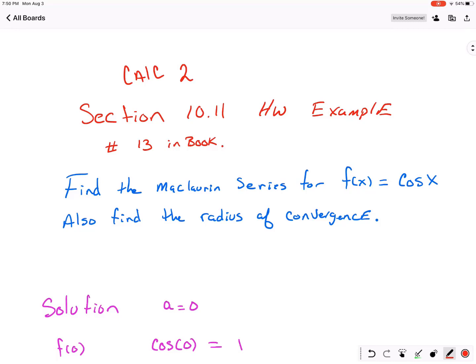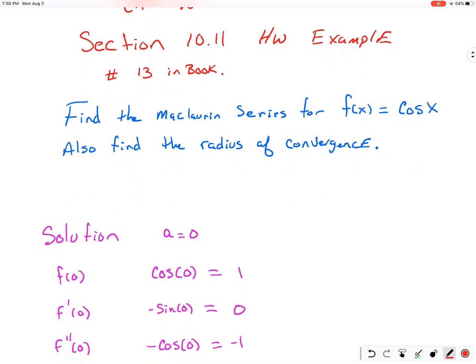This question asks us to find the Maclaurin series for f of x equals cosine of x, and then it also asks us to find the radius of convergence. So remember, for Maclaurin series, we are interested in mostly finding these coefficients c sub n, and that's equal to the nth derivative evaluated at a over n factorial. And for a Maclaurin series, this is a special case when a equals 0.